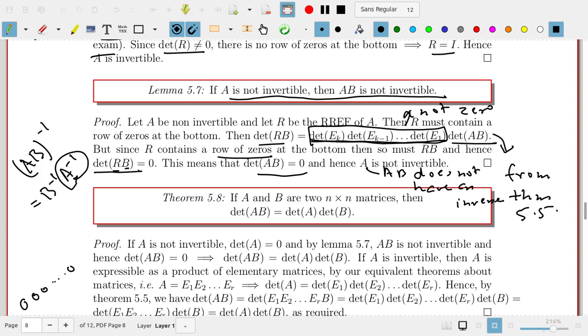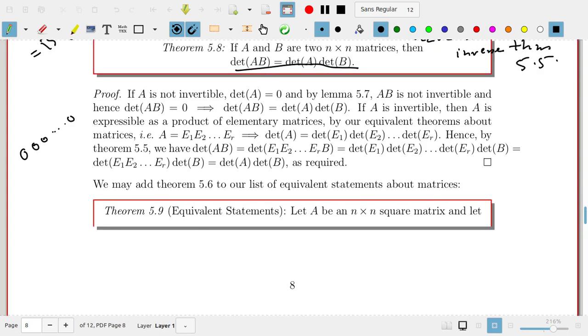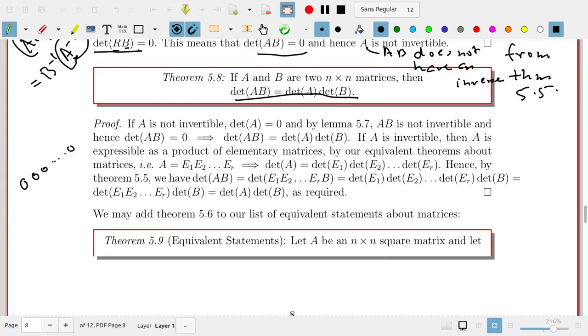if A and B are two n by n matrices, then the determinant of AB is the determinant of A times the determinant of B. How do you prove this? Well, let's say A is not invertible. First case, let's say A is not invertible. Then determinant of A is 0. And then of course AB is not invertible by lemma 5.7, and hence determinant of AB is 0. So this is 0 and this is 0. So LHS equals RHS, not a problem.